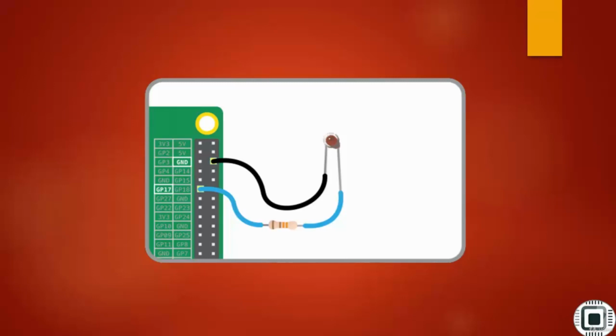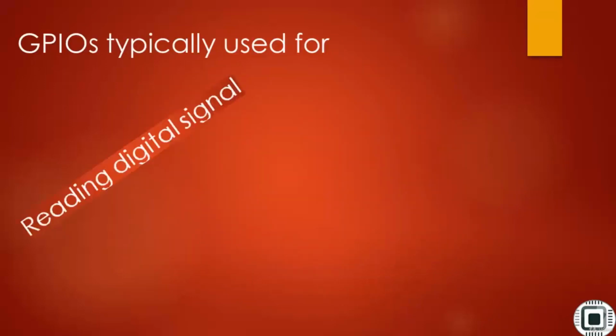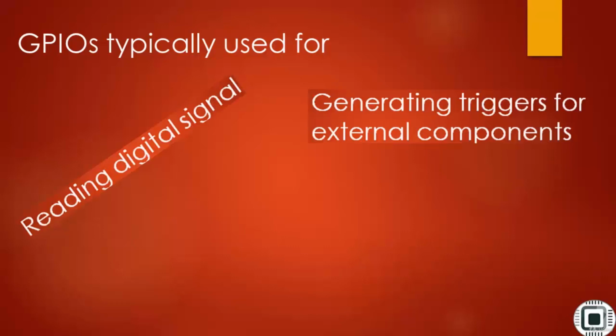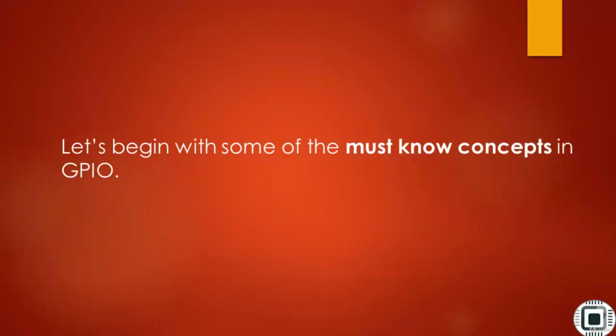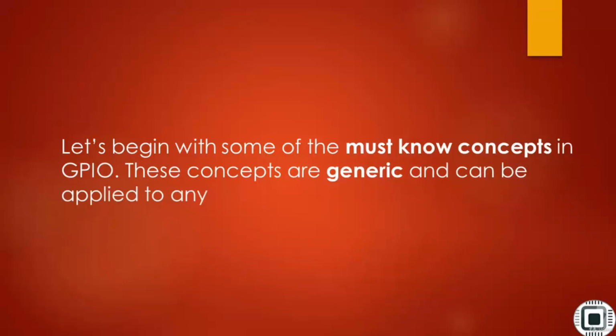The use of GPIO is not limited to driving LEDs but can also be used for reading digital signals, generating triggers for external components, issuing interrupts, waking up the processor, and many more. In this section, let's begin with some of the must-know concepts of GPIOs. These concepts are generic and can be applied to whatever microcontroller you have at hand.